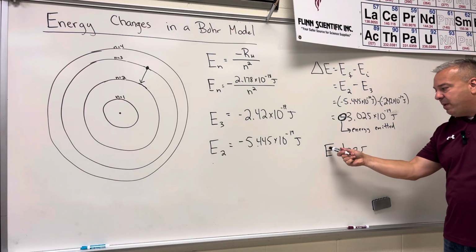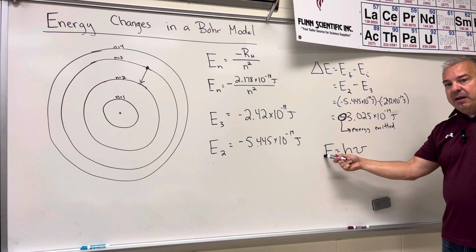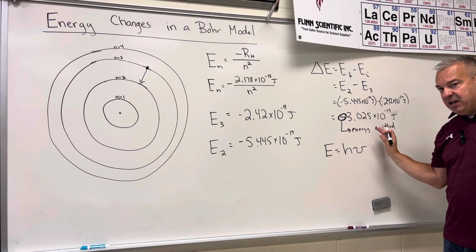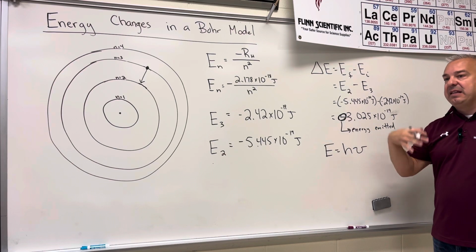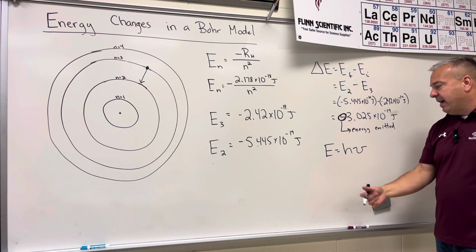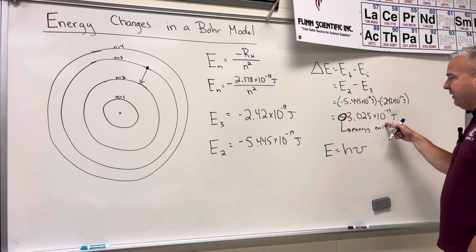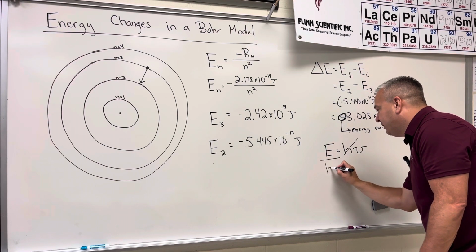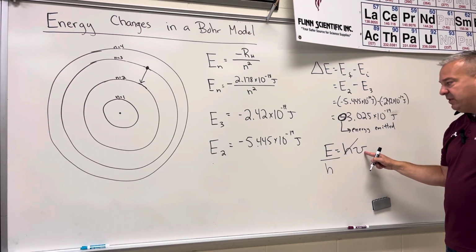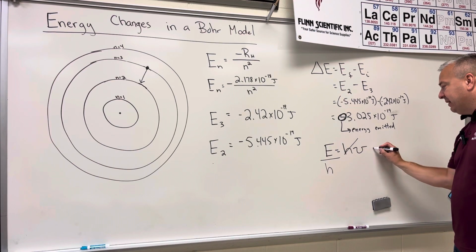Now, the energy input that we put in, we're not going to carry this negative sign because it's not negative energy. It's this energy, and then the negative sign means that the energy is being emitted, okay? So we're going to plug in this energy right here, 3.025 times 10 to the negative 19, and then divide that by Planck's constant in order to get the frequency. So it's the energy divided by Planck's constant.